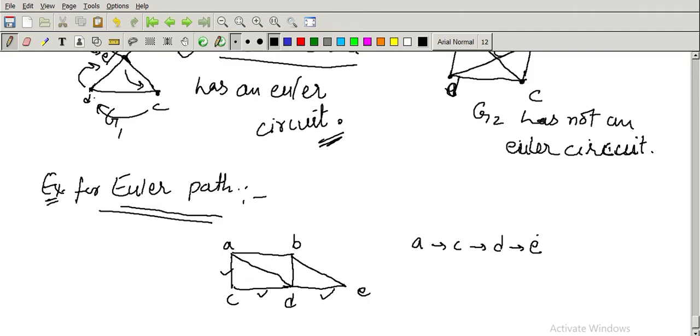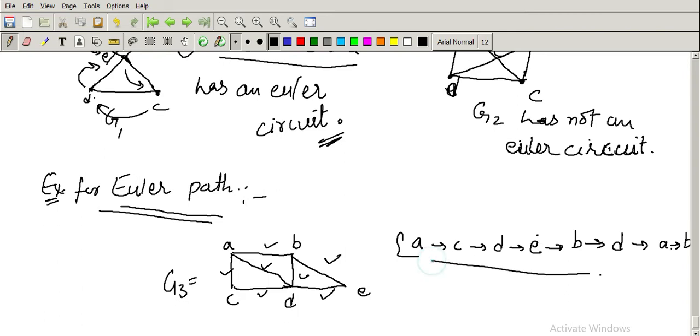Now we go back to E, and then B. Then I have covered this. Then to D, then B to D, and then A, and then B. So in that way, we have covered all the edges in this graph. So this graph, let's say G3, contains an Euler path. Does it contain an Euler circuit or not?